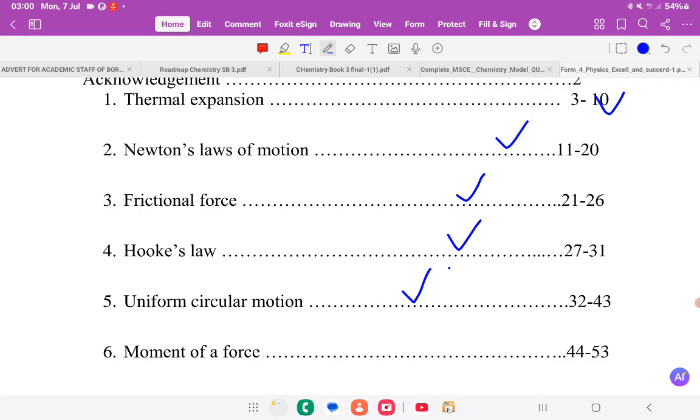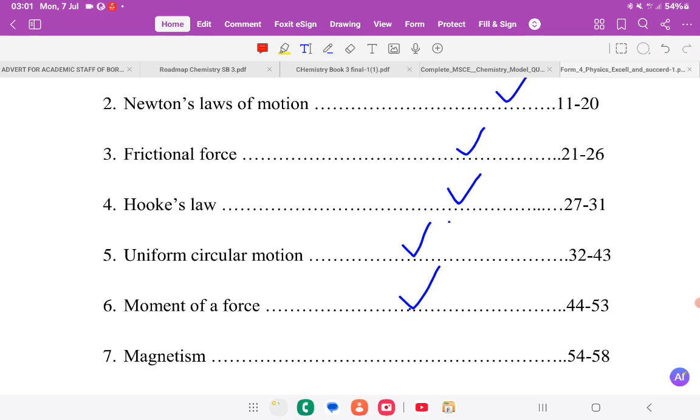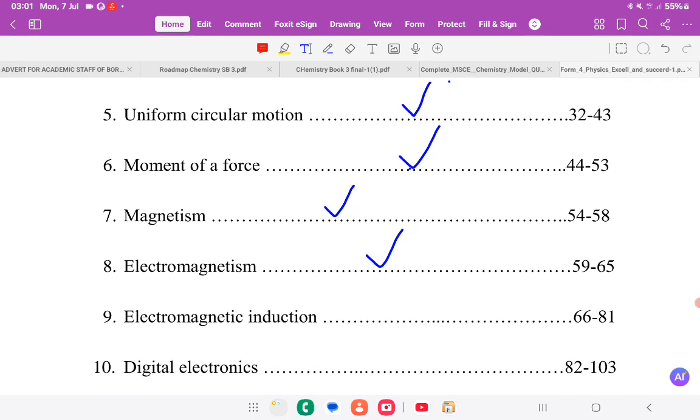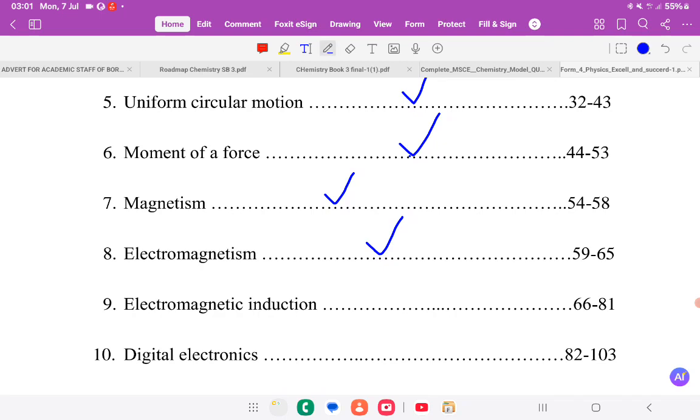Then topic number 5 is uniform circular motion, which is the motion of bodies in a circular path, and also its application. Then we move on to moment of force, which is the turning effect of forces. We progress to magnetism and electromagnetism. These are related topics and their applications also.